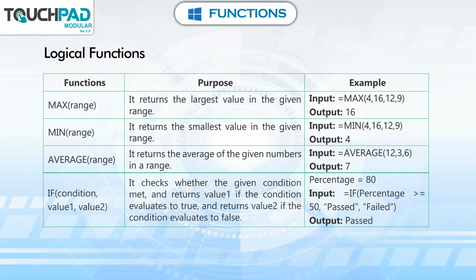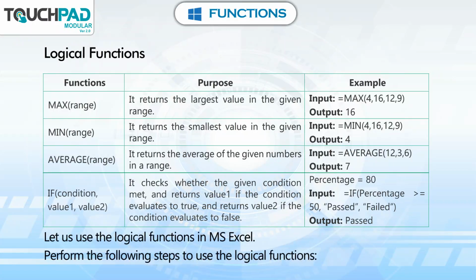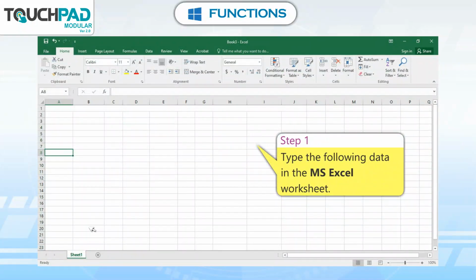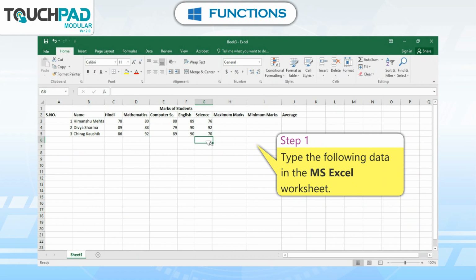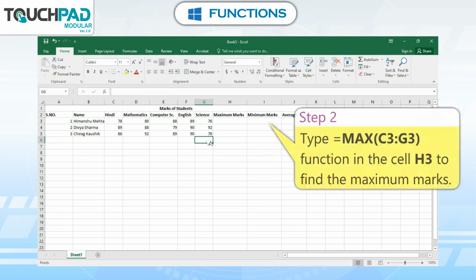Percentage is equal to 80. Input: =IF(percentage>=50, "Passed", "Failed"). Output: Passed. Let us use the logical functions in MS Excel. Perform the following steps to use the logical functions. Step 1. Type the following data in the MS Excel worksheet.